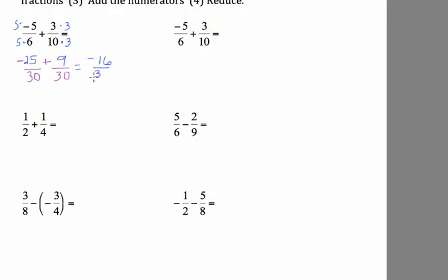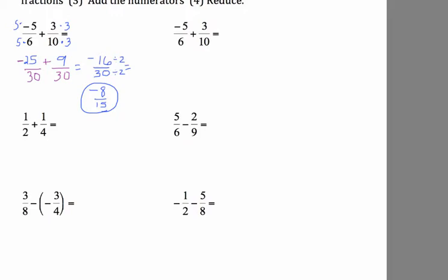-16/30. And last, reduce. They're both even numbers, so I know I can divide a 2 out of both top and bottom, giving me -8/15. You may have the negative up here with the 8, or out here in front of the fraction, or with the denominator, but not with both.